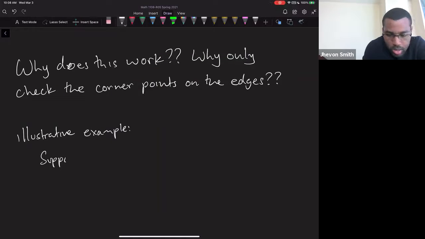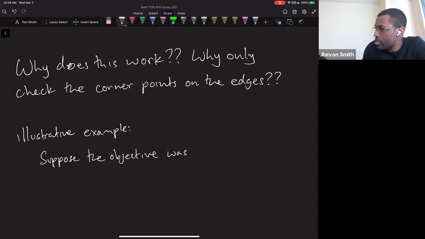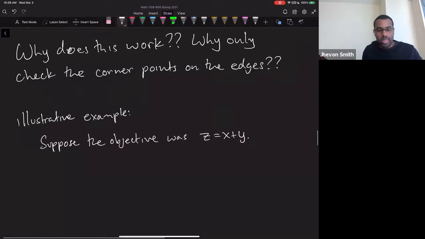Suppose the objective was, I feel like you should use were here. I'm not an English teacher, I don't care. Was z equals x plus y, right? So let's pretend I'm giving you a new objective function.